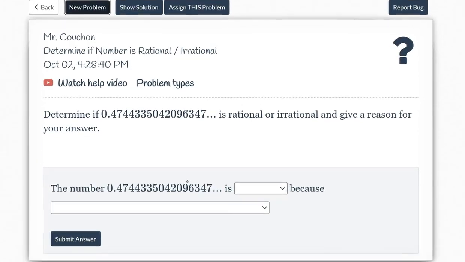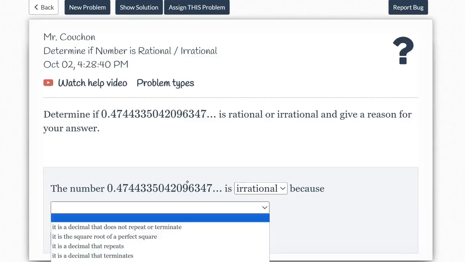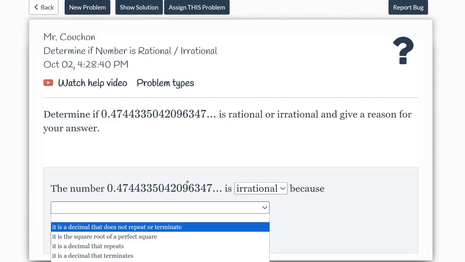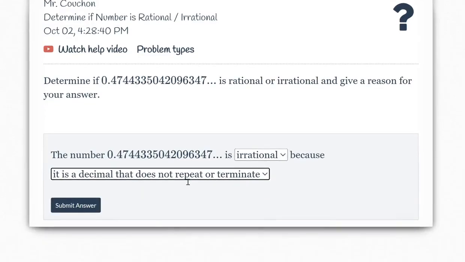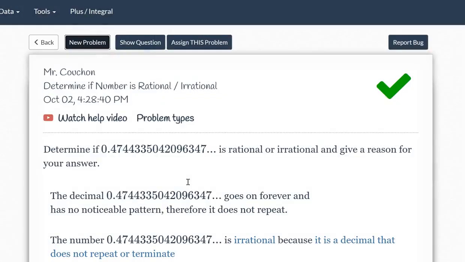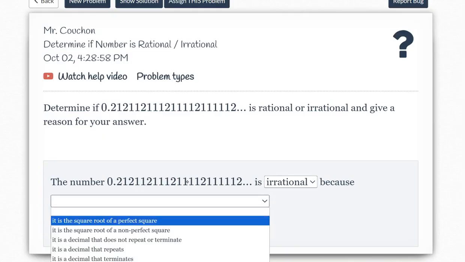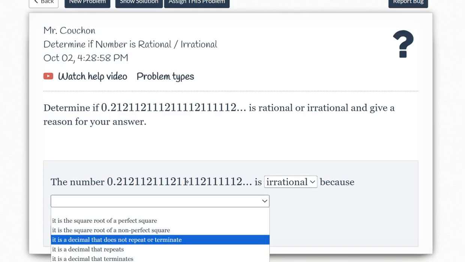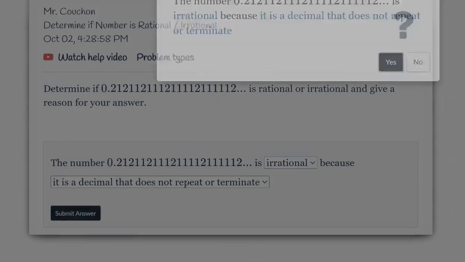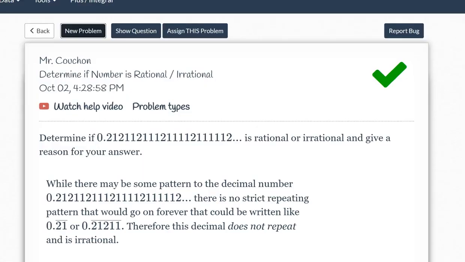All right, let's try another one. This is going to be irrational, because it's a decimal that doesn't end and doesn't repeat, or doesn't terminate. So put that in there. And let's just try one more. So 2, 1, and then it expands here. It's not really repeating, it's irrational, and it is a decimal that does not repeat or terminate. Submit that.